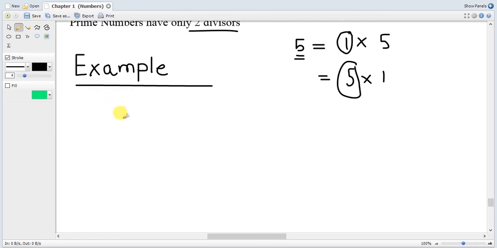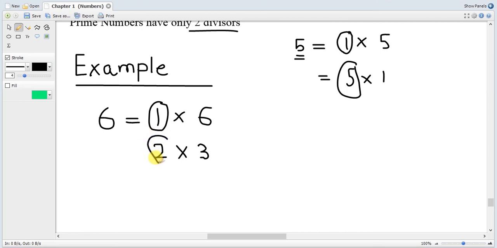Okay, let's take any other example. Let's say we'll take 6. Now what two numbers, if you multiply, will give you 6? 1 times 6 is 6, right? Then 2. If you look at the times table of 2, you will get 6 at 3 times. So 2 times 3 will give you 6. Similarly, this is also a factor or a divisor.